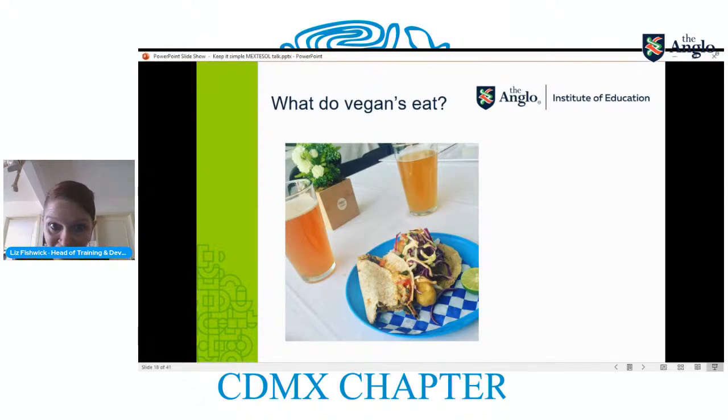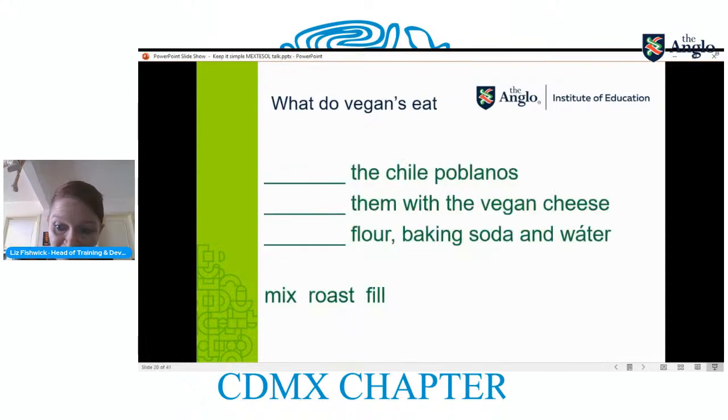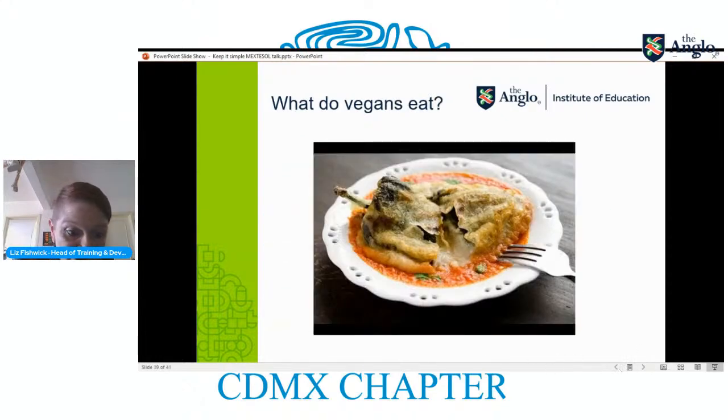So what we have here is a clip. And don't worry about this, because in this clip she's not speaking or explaining the recipe, and she's going to be making vegan chili relleno. Okay then, quickly put some comments in the chat box. What do you think is in this vegan chili relleno? Okay, so quickly type in, do you think you might want to try this?